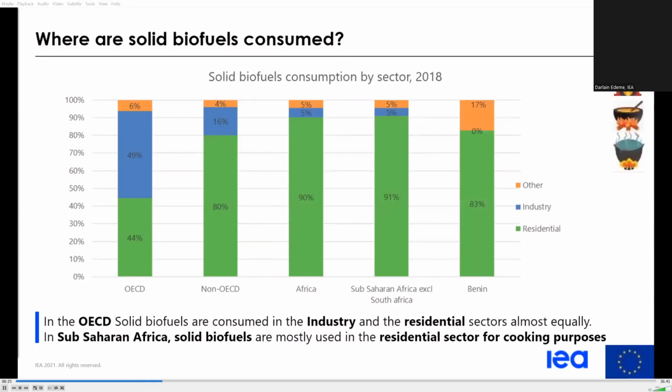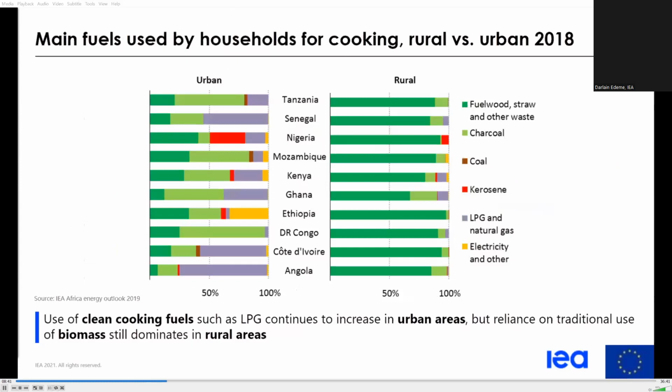If we go to Africa, most of the solid biofuels is used in the residential sector and for cooking purposes. However, these numbers could be lower or higher because of data uncertainty. This graph shows household consumption for cooking purposes in rural and urban areas. And we can see clearly that there are some differences between rural and urban consumption patterns for fuels.